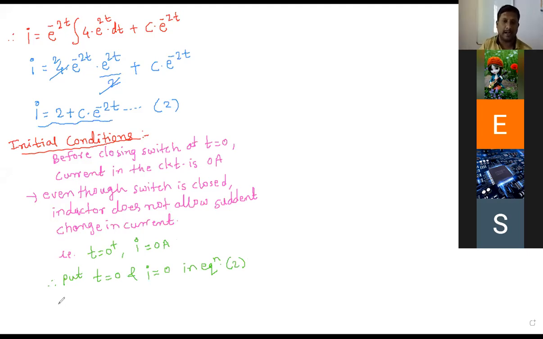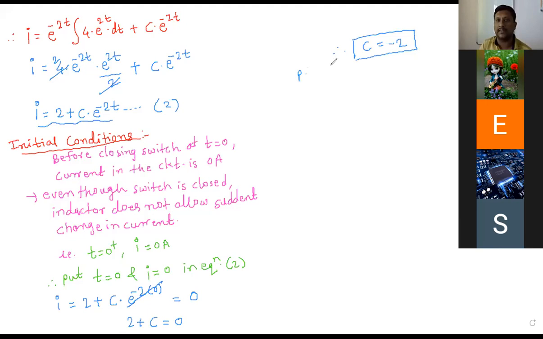So I is equal to 2 plus c into e raised to minus 2 into 0, and I is replaced by 0. So e raised to minus 2 into 0 is 1. So 2 plus c is equal to 0. So what is my answer of c? It is minus 2.